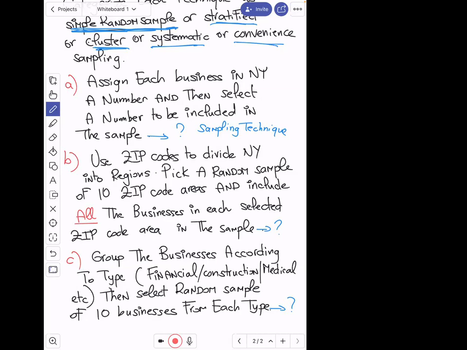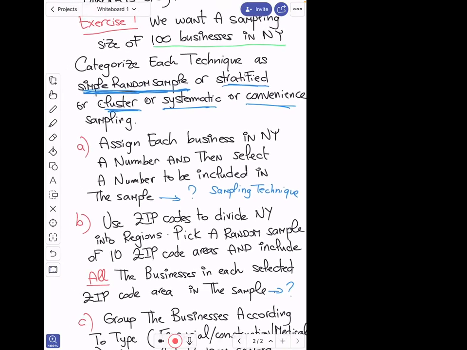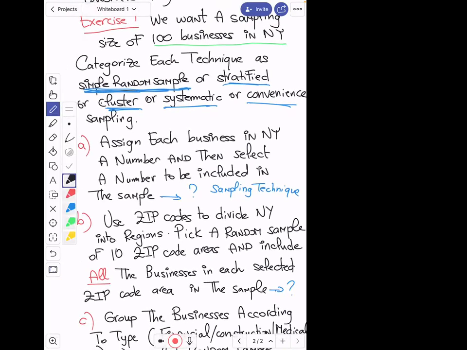We have to choose between, let me just remind you, the simple random sample, stratified sampling, cluster sampling, systematic sampling, or convenience sampling, right?